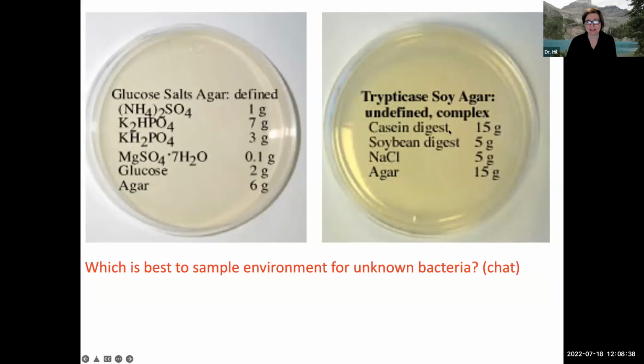TSA has casein digest, so casein is a milk protein, so a digest of milk proteins. Digest of soybeans, so a good source of protein, some salt, and some agar. Here, there are precisely measured amounts of glucose and various salts, glucose salts agar. Which of these would we use if we wanted to sample the environment for unknown bacteria? Would we use either one? Would we use the TSA or the GSA preferentially?